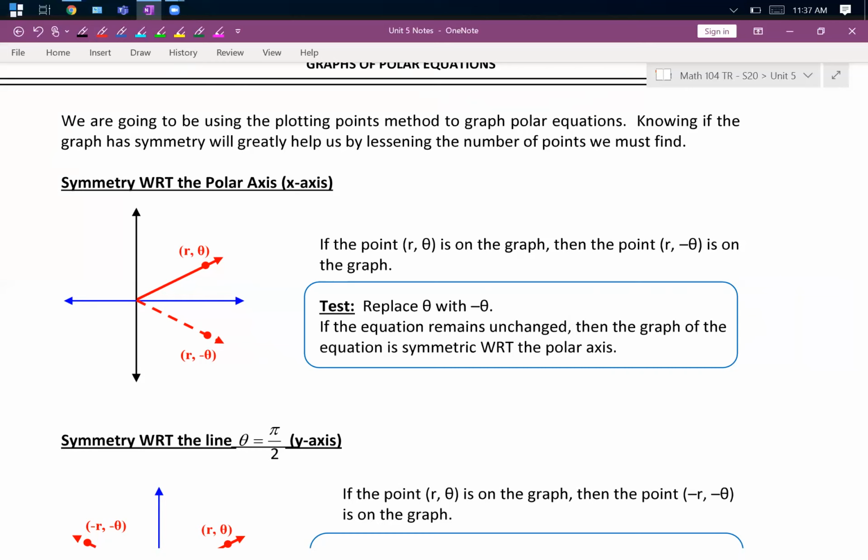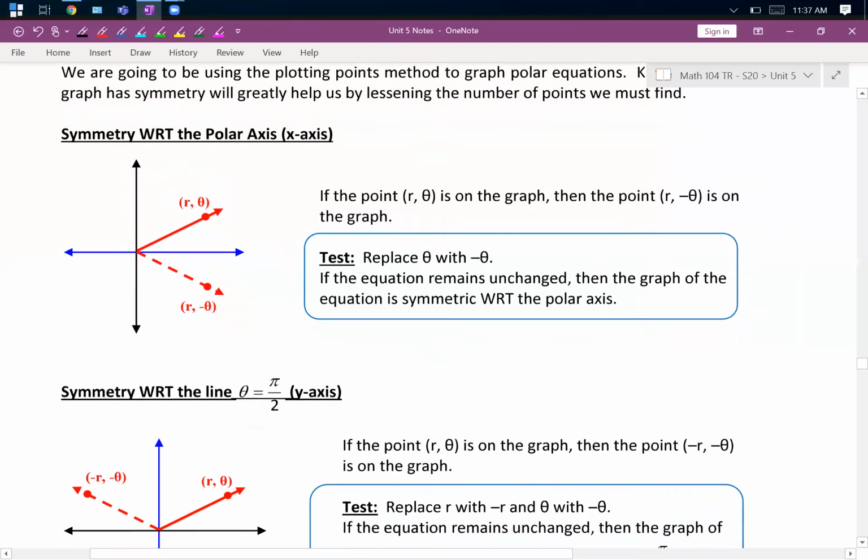So we're going to be looking at 3 different types of symmetry: symmetry with respect to the polar axis, the line theta equals pi over 2, and then the pole. So these are basically the x-axis, the y-axis, and the origin in polar coordinates. Here we have a picture of a graph that is symmetric with respect to the polar axis, which coincides with the x-axis. So we have a mirror image above and below. If the point (r, theta) is on the graph, then the point (r, negative theta) is also on the graph.